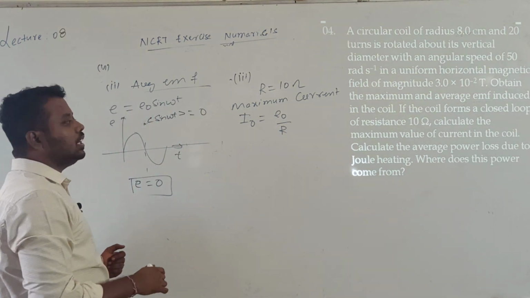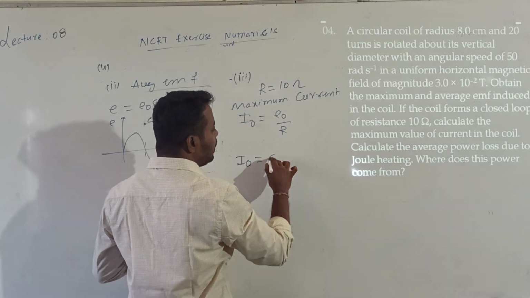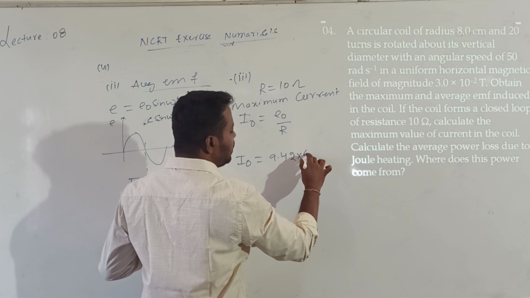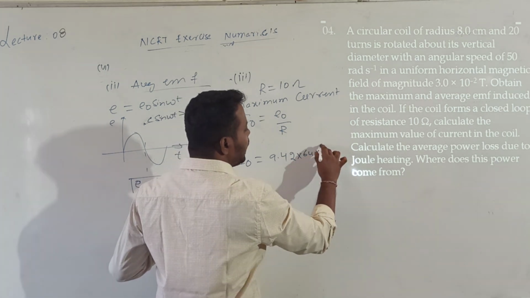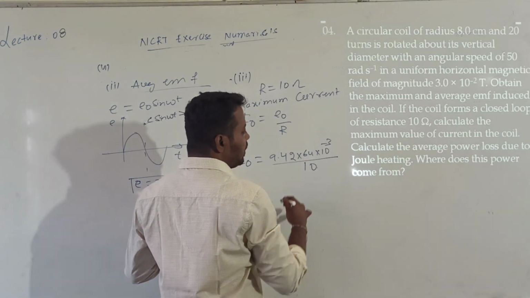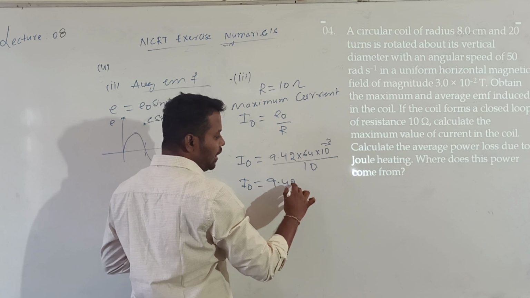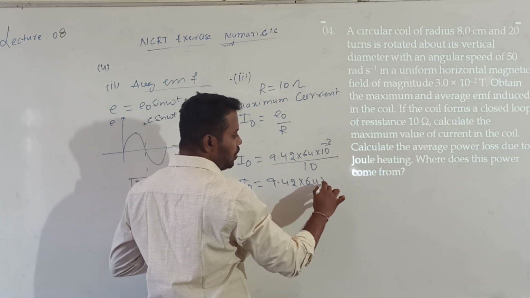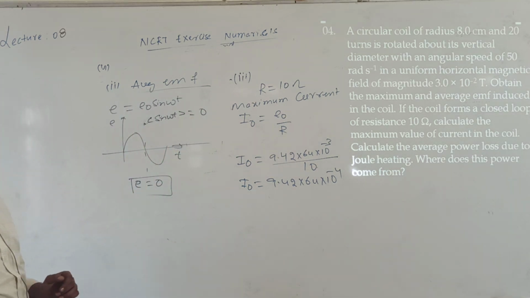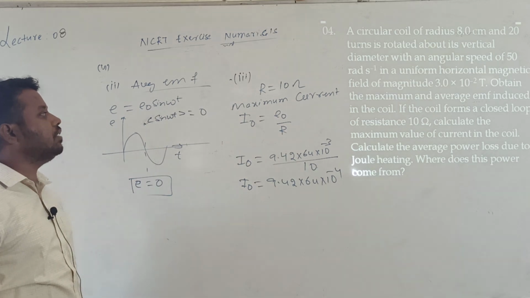E naught value, you know that now. So what is the E naught value? We got 9.42 into 64 into 10 power of minus 3 divided by R, what is the R value? 10. Then I naught value: you multiply 9.42 into 64 into 10 power of minus 4. Multiplication I am leaving to you, you need to solve it. So this is the value of the maximum current.